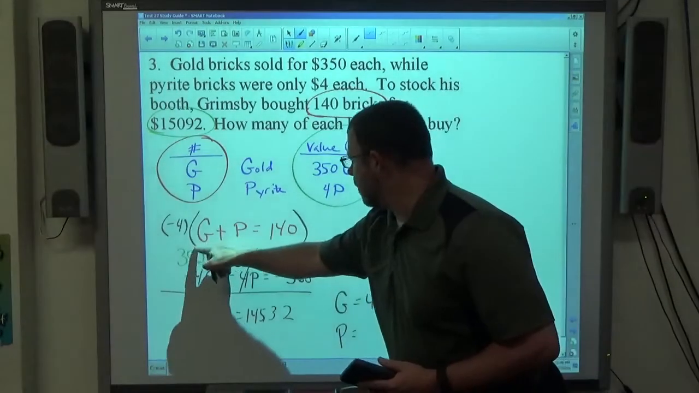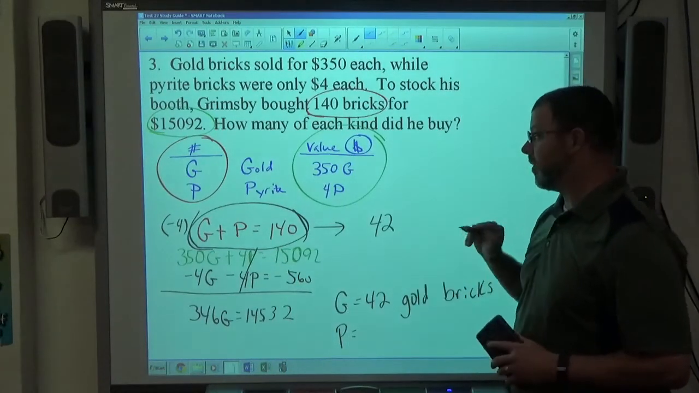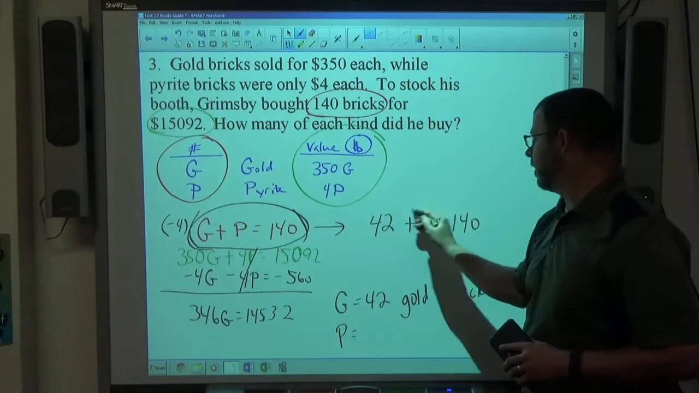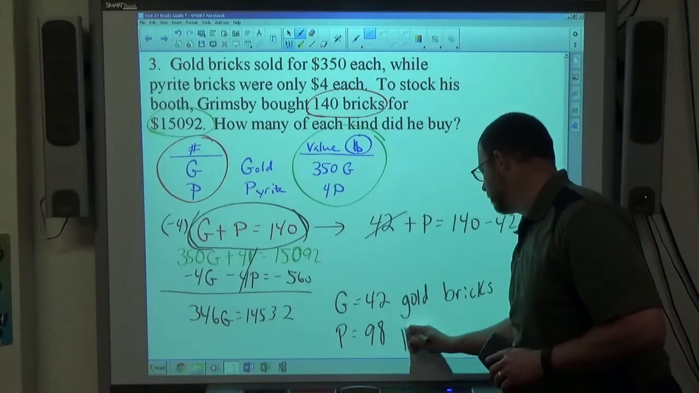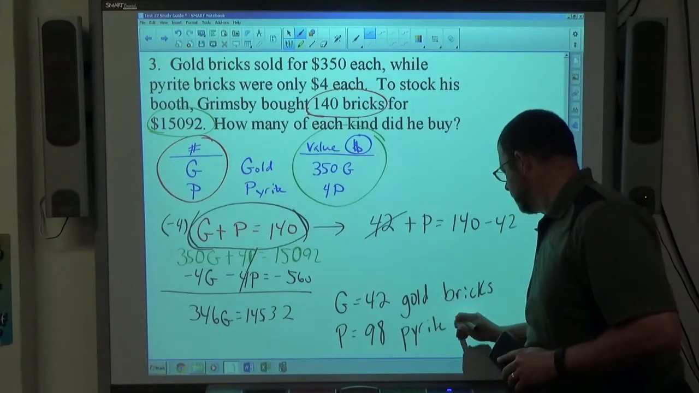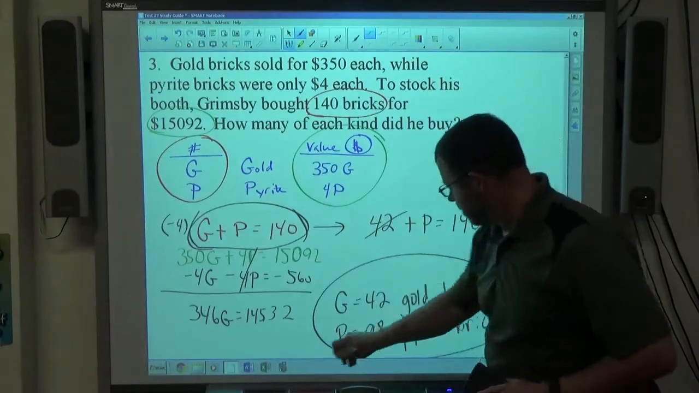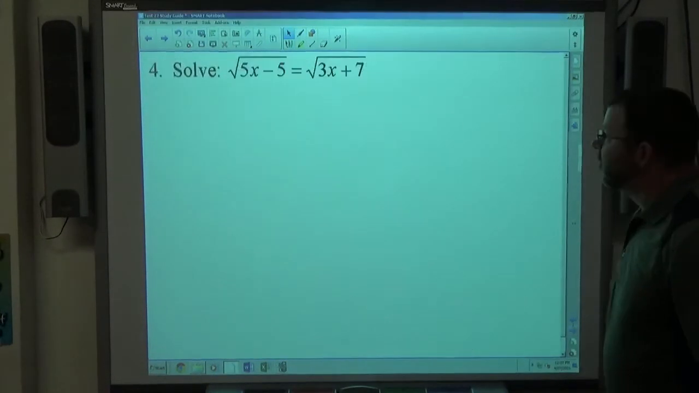We know that right here, based on this fact, the number of gold bricks, which we just found out to be 42, plus P must equal the number of bricks we got altogether, 140. Minus 42 gets me 98 pyrite bricks. Open that up just in case I need it later. Number 4.